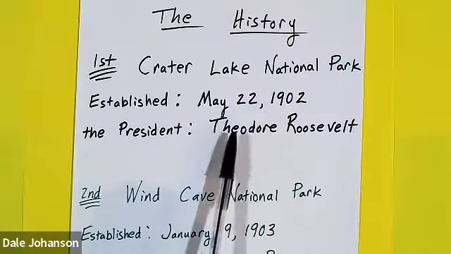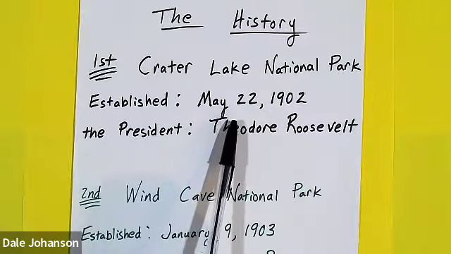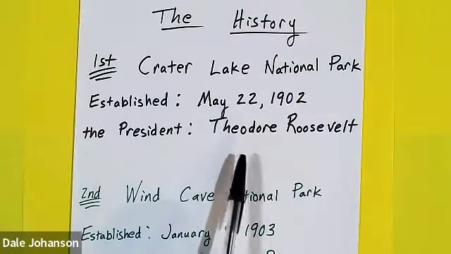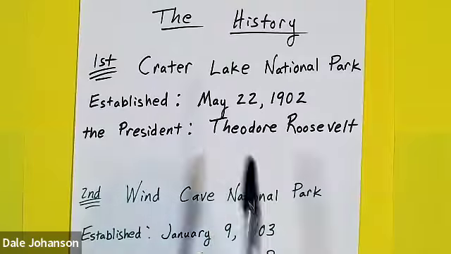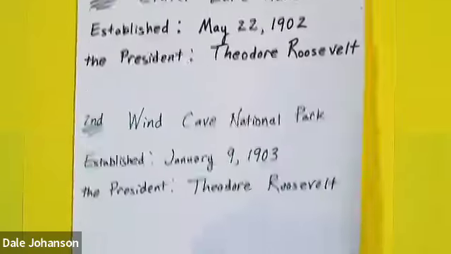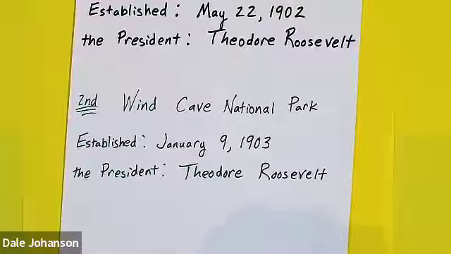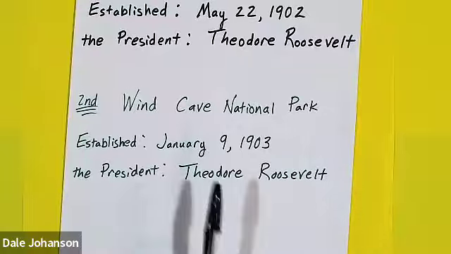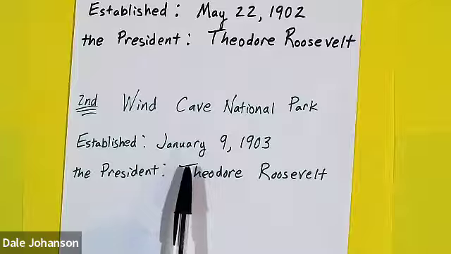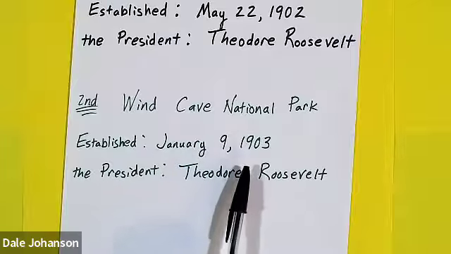Crater Lake National Park was established on May the 22nd, 1902 by President Theodore Roosevelt. Now, Theodore Roosevelt also established our second park we're going to look at today. Wind Cave National Park was established on January the 9th, 1903.